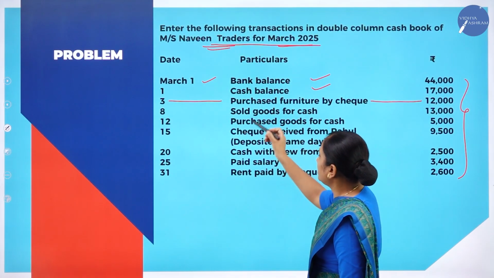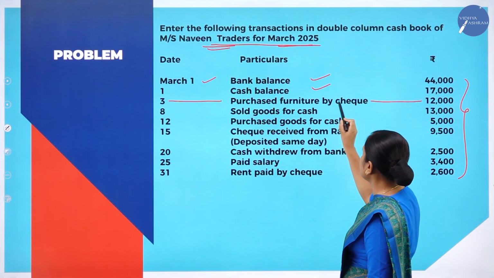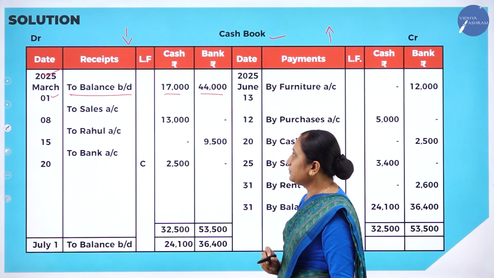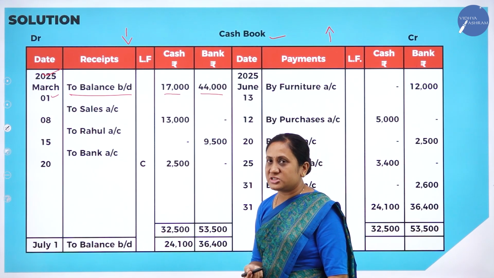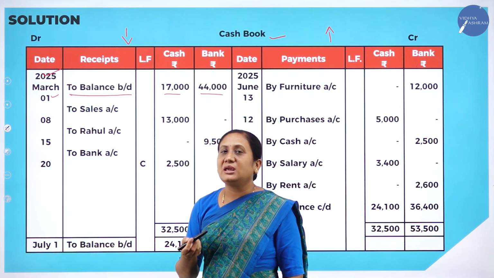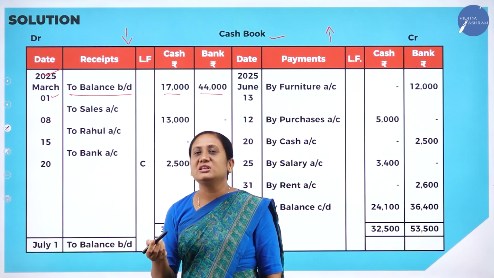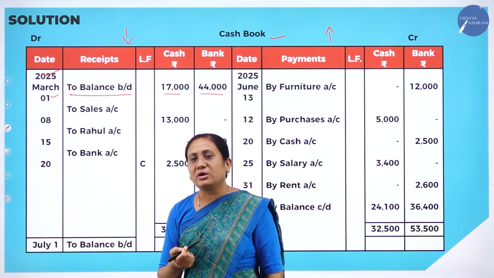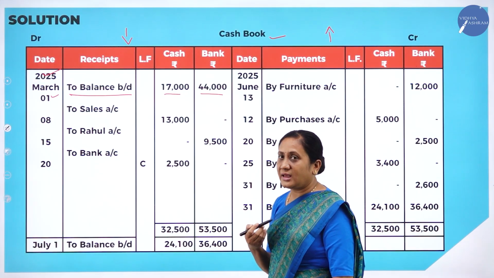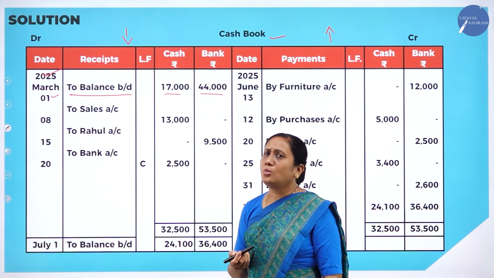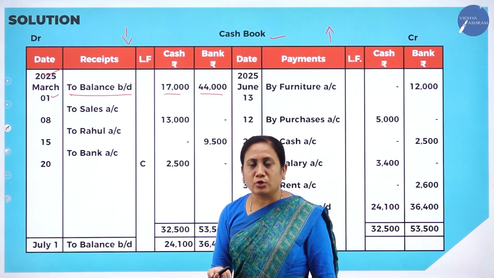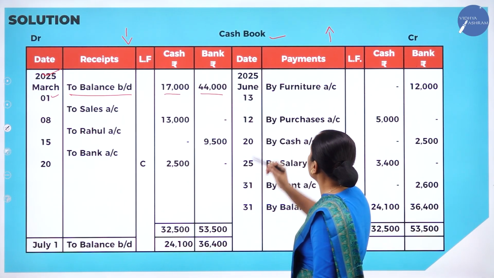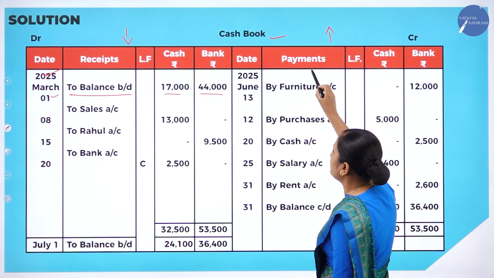Whether business is receiving money, whether business is paying money, that we should concentrate. Okay. Now, looking into this transaction, purchased furniture by check, rupees 12,000. That means what? The business is buying furniture. To buy the furniture, they are making payment in the form of check. What is happening to the cash? Cash is going out of the business. They are giving money and purchasing furniture. Correct. So when cash is going out, when they are making payment, which side do we have to enter?